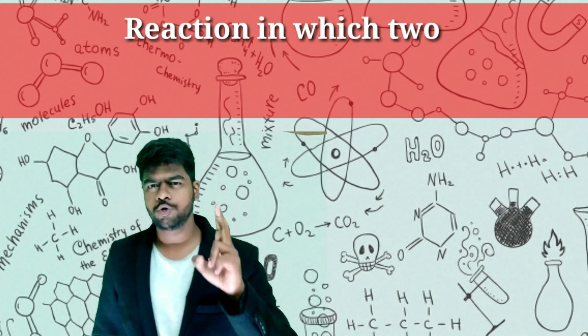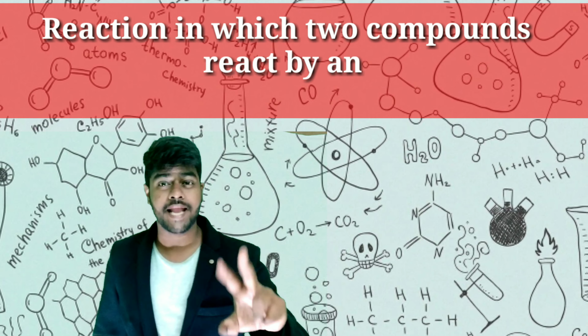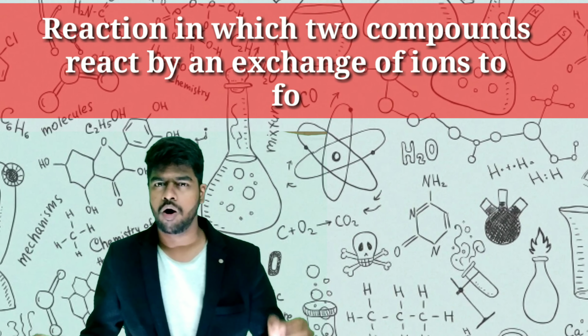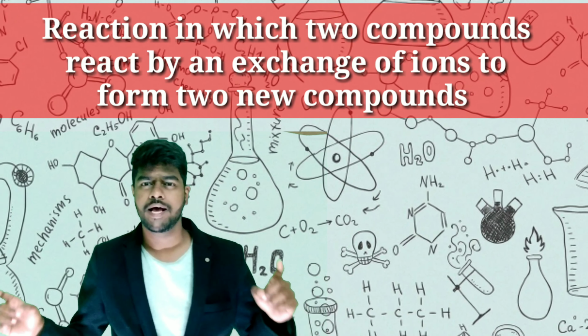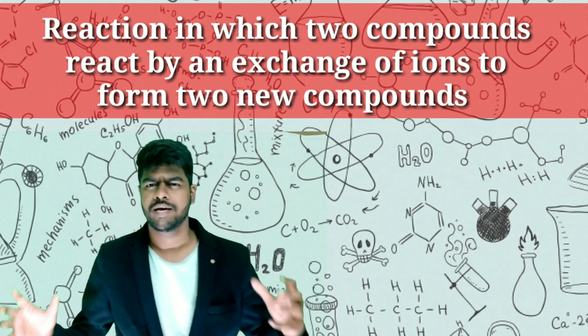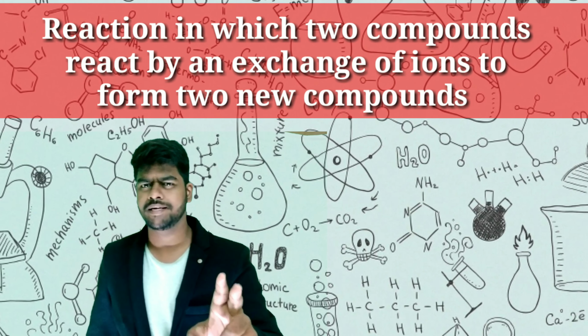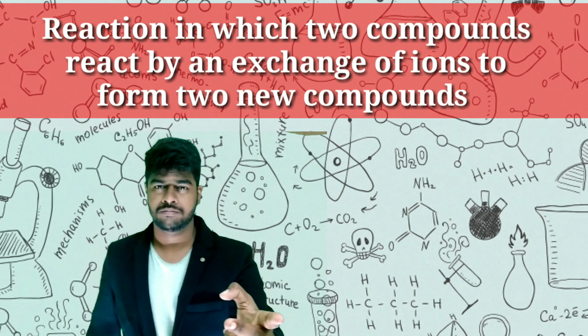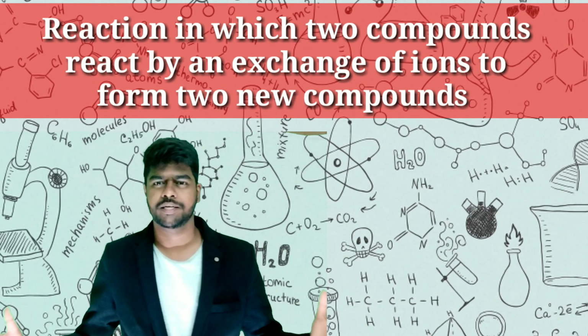A reaction in which two compounds react by an exchange of ions to form two new compounds is called a double displacement reaction. I mean that these two elements exchange their places. It is called a double displacement reaction.